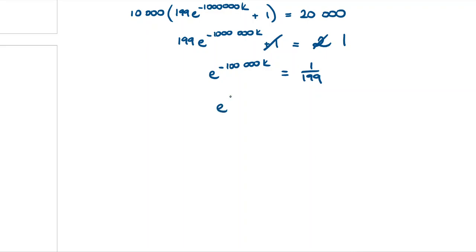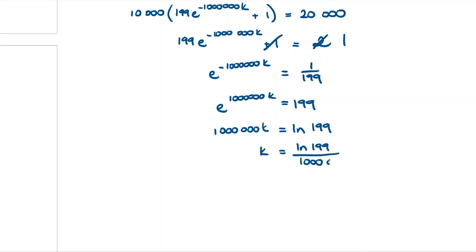You're going to go e to the 100,000 k equals 199. Oh, yeah, sorry, Mr. Zero. I did, so that's why I copied it wrong from that one. 6 zeros, got to remember all my zeros. So then do a sliding base. So we have 1,000,000, 1, 2, 3, 4, 5, 6, k equals ln of 199. And then divide your million across.